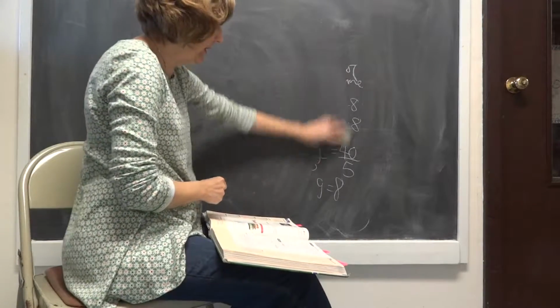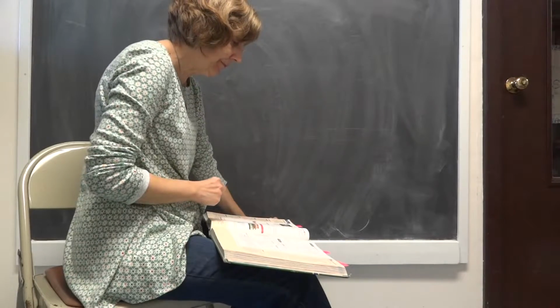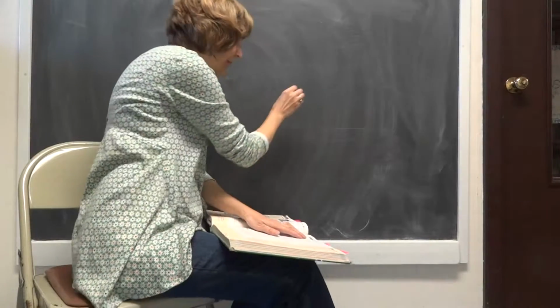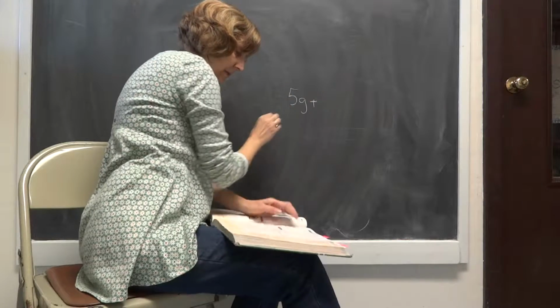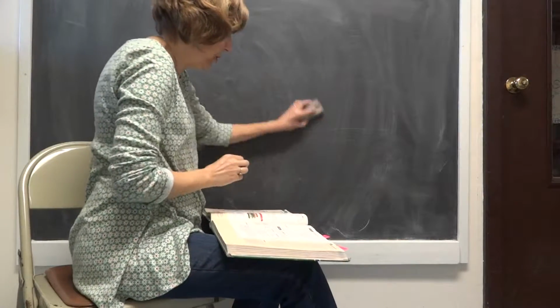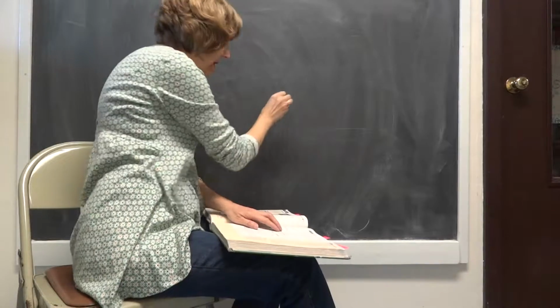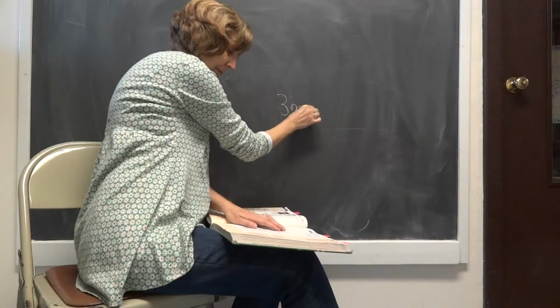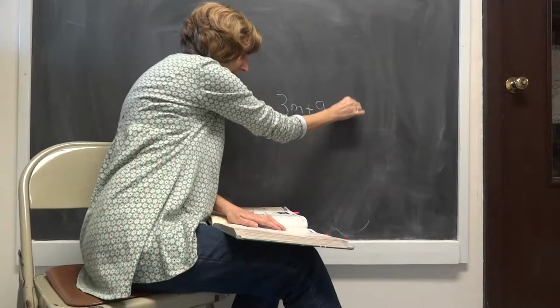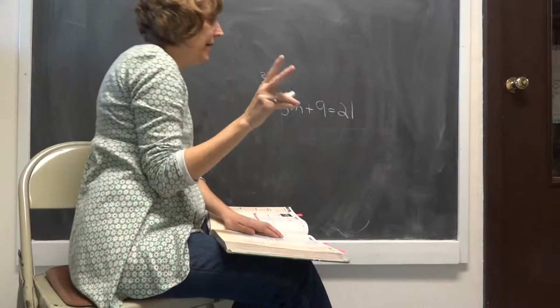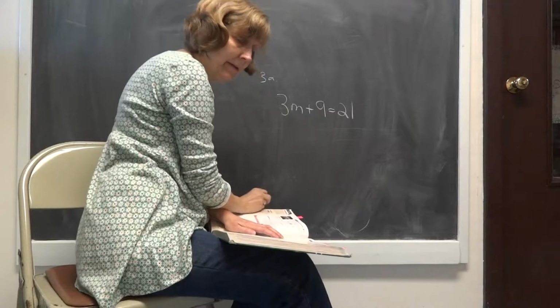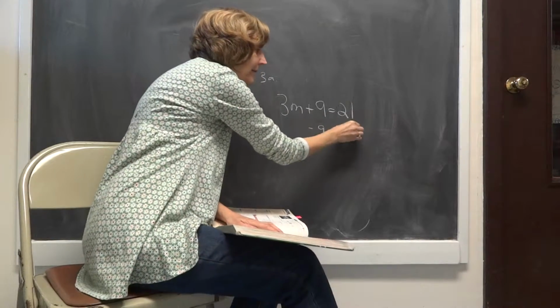Let's look at example 3. Solve 5g plus 8. Oh, we just did that one. Sorry, let's look at the check understanding 3a. 3m plus 9 equals 21. So this is check understanding 3a. 2 steps. First, we need to subtract both sides. I'm going to subtract both sides by 9.